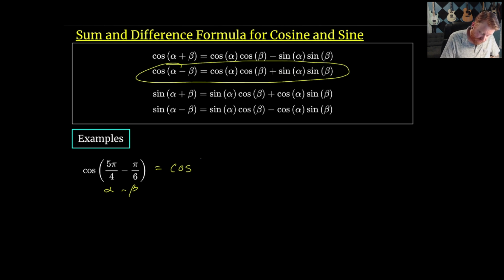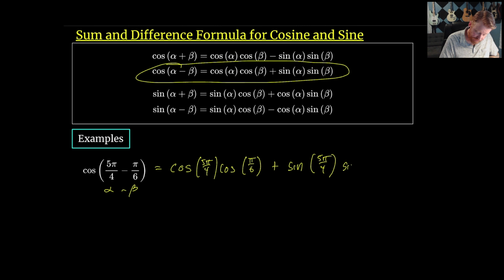So we're going to get cosine of alpha, which we're calling 5 pi over 4, times the cosine of beta, which we're calling pi over 6, and that's positive because the subtraction happens in between alpha and beta. And then we will add to that the sine of alpha, which is 5 pi over 4, and we will multiply that by the sine of beta, which is pi over 6. Okay, so there we go. We've just rewritten the problem in terms of its difference formula here. And now we just want to go compute what each one of these different values are.